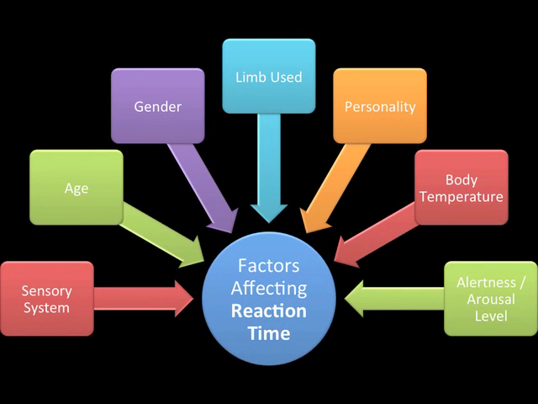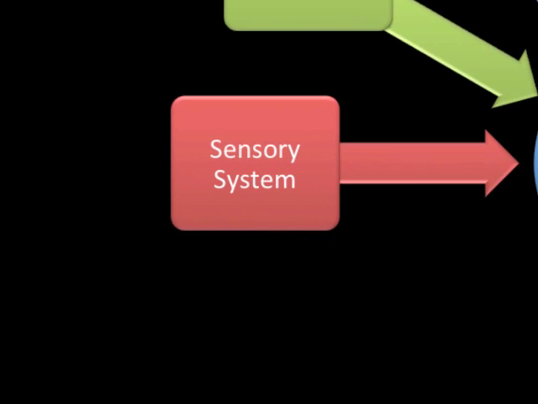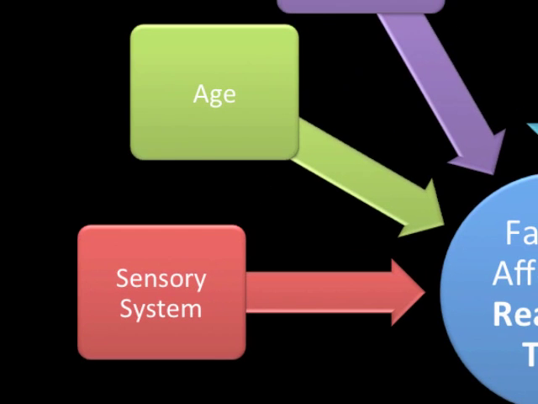Now, key things to note are that there are a few factors that affect reaction time, and I'll go through these one by one, starting at the bottom left. So we start with sensory system. Essentially, your body will react quicker dependent on which senses are being utilised. For example, your sight will make you react quicker than, say, touch, because you've got to wait for something to make contact with your skin, whereas I can see something a little bit faster.